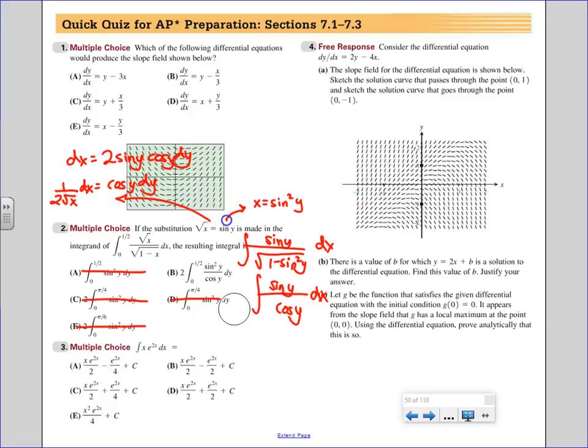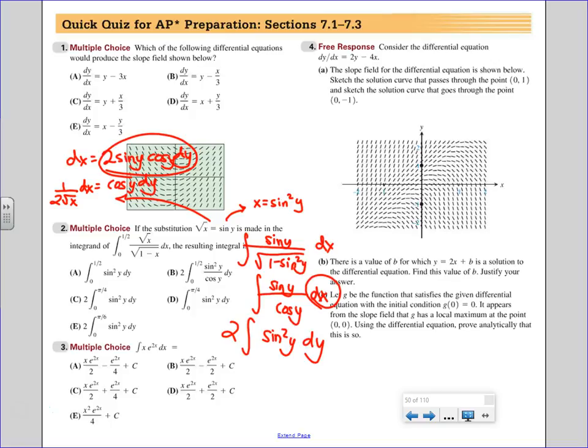Was one of my eliminated ones actually right? Yes. When I go to plug in, I have a 2 on the outside, sine squared y. The cosine cancels. So it's 2 sine. So it's D. How do you get 2 sine, cosine?